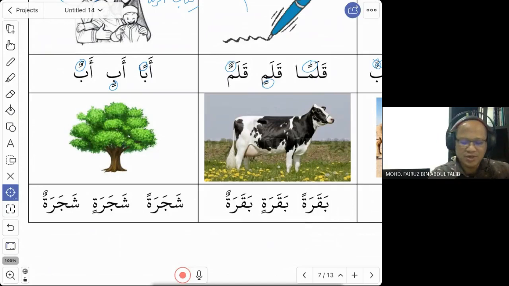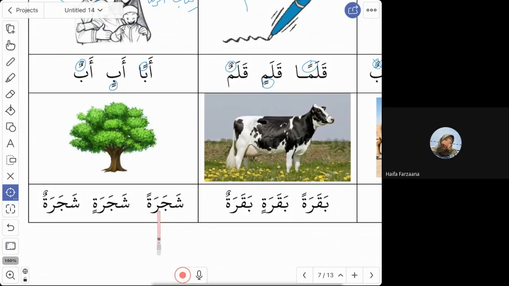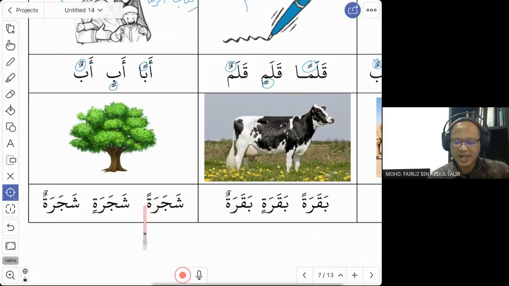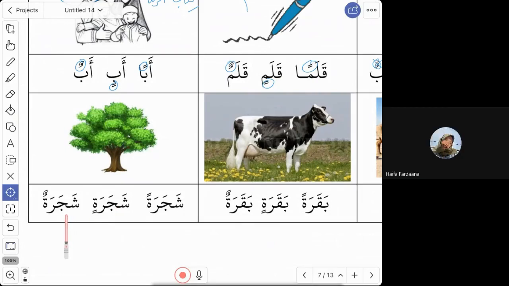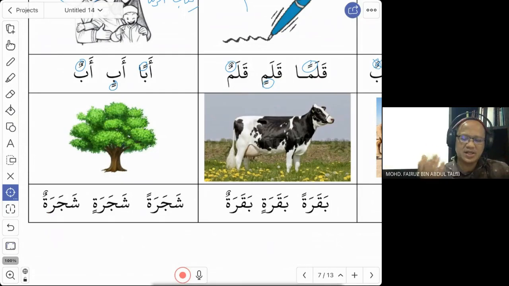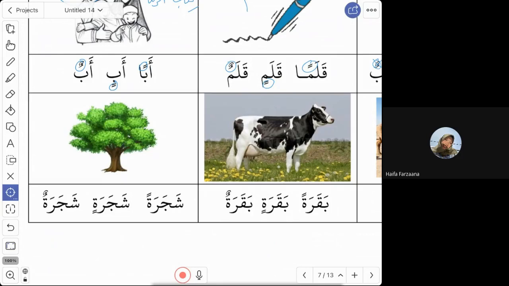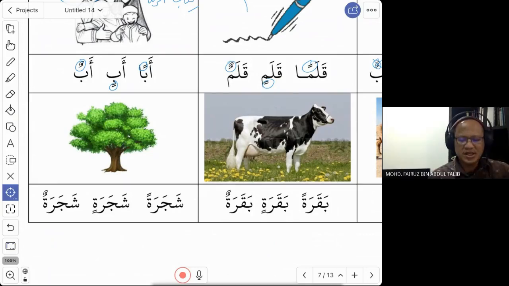And the last word for today is tree. A tree is called? Yes, what is a tree? Shajaratan. Yes, if you read with the tanween, it is correct. The second one, shajaratin. The third one, shajaratun. Good. So you have shajaratan, shajaratin, shajaratun. But if I ask you, what is tree in Arabic? Shajarah. Good. So you just say shajarah.